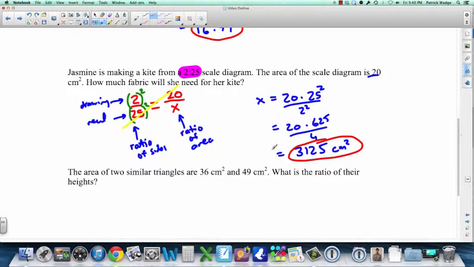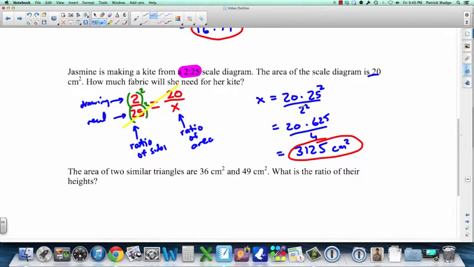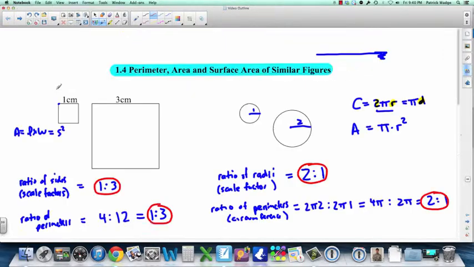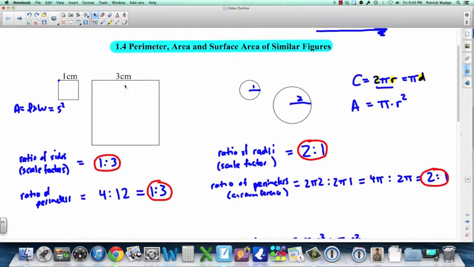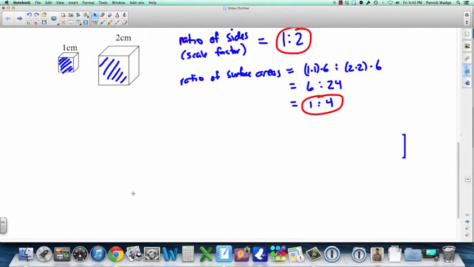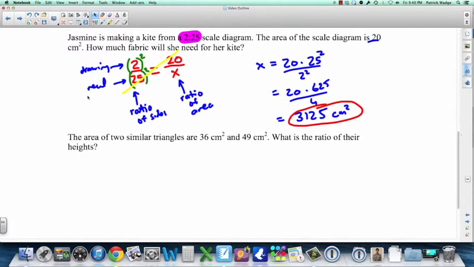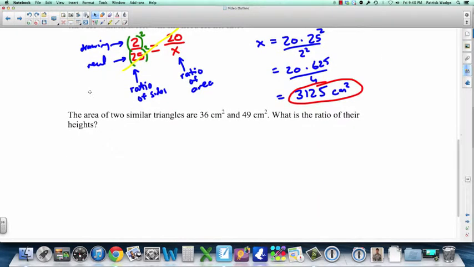Little strange, eh? I know it's a little more confusing. This is what I warned you about, that it did get a little confusing today. It's all based on those three relationships we learned back here. 1, 2, 3, wherever it is. There it is. Okay? It's all based on that. Okay, the area of two similar triangles are 36 centimeters squared and 49 centimeters squared. What's the ratio of their heights?